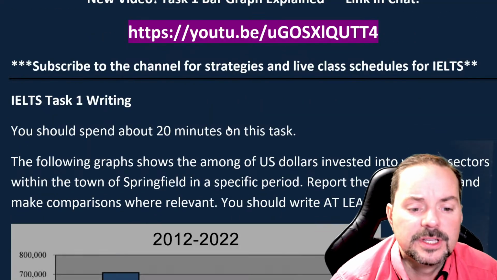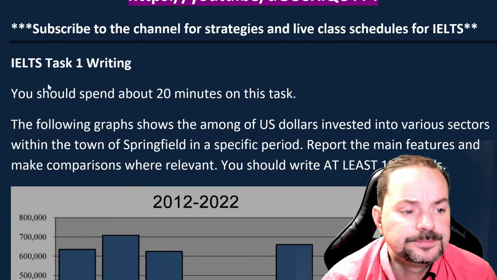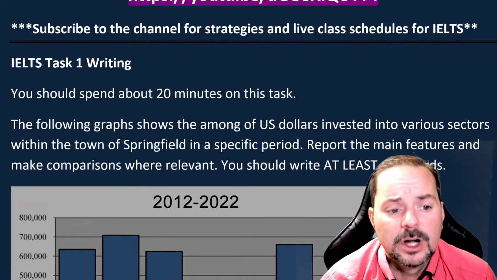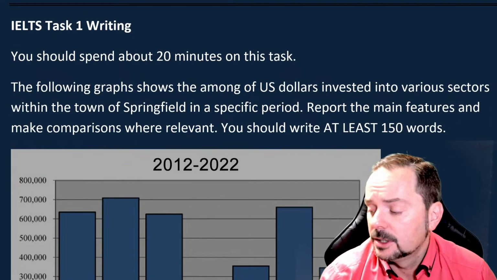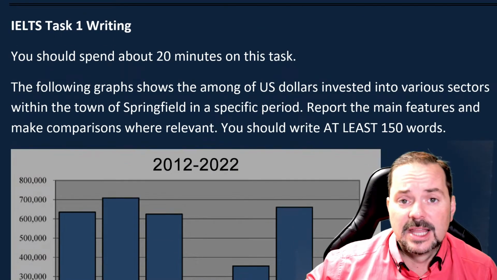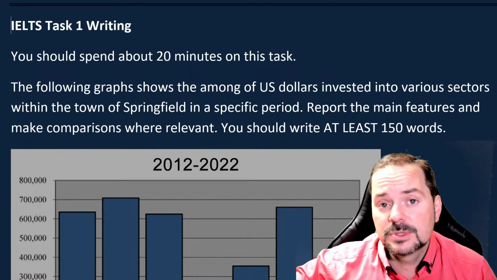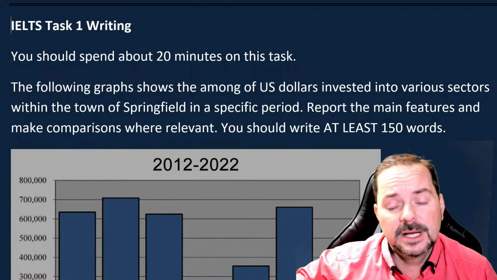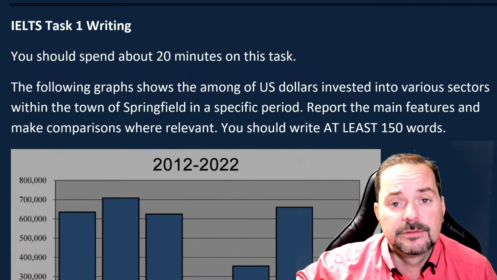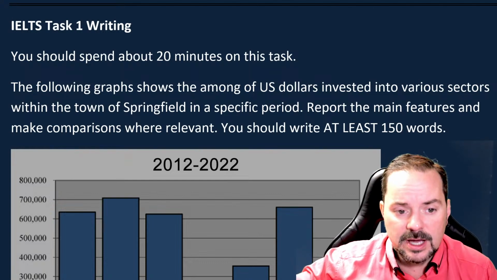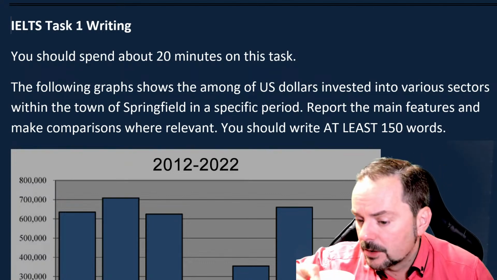Okay, let's get into this. So, IELTS Writing Task 1. Definitely start with Task 1 in the writing section. The writing section is the last section of your sitting exam. So you have listening for about an hour, a little bit less. Then you have reading for an hour, and then you have writing for an hour.